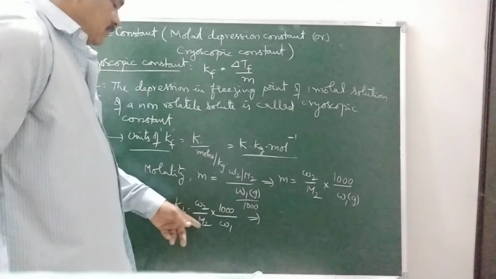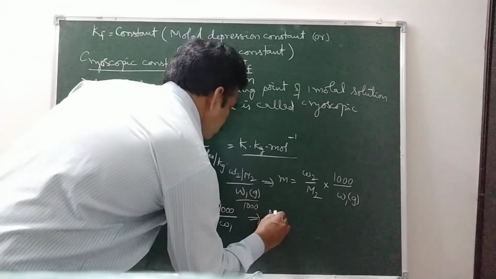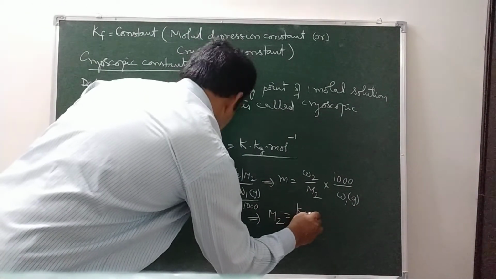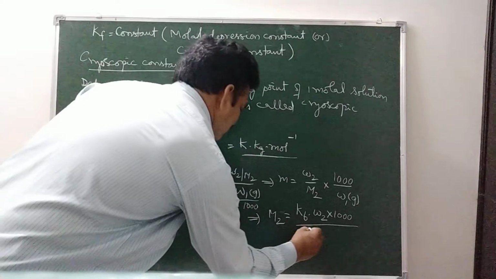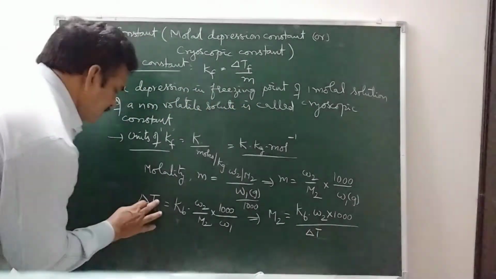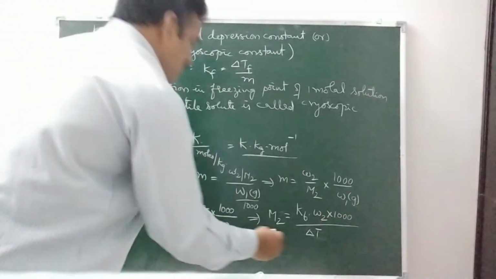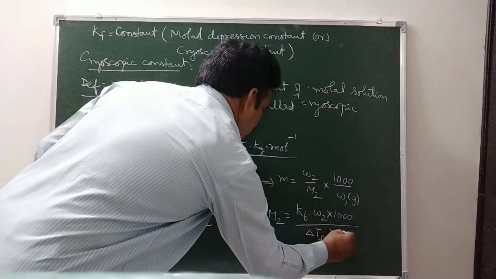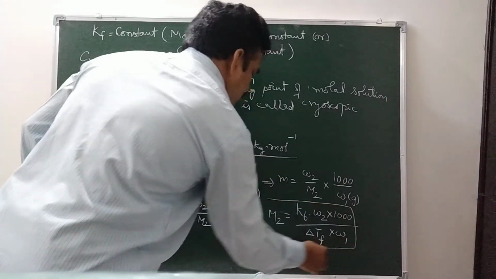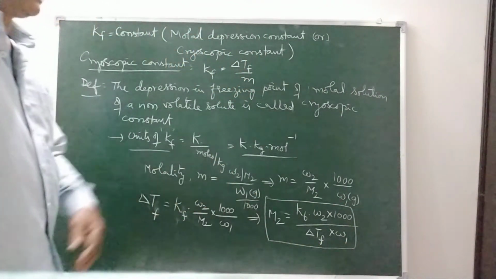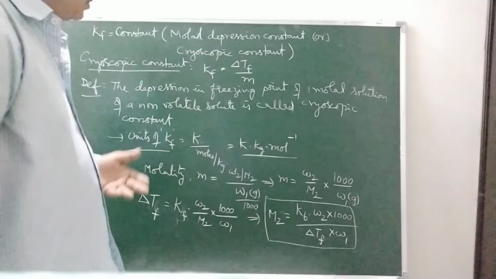From this equation, if we want to calculate the molecular weight of the solute, make it the subject. So M2 is equal to Kf into weight of solute into 1000 by delta Tf into weight of solvent, where W1 is the weight of the solvent. Using this formula, we can calculate the molecular weight of the non-volatile solute that is added to the pure solvent.